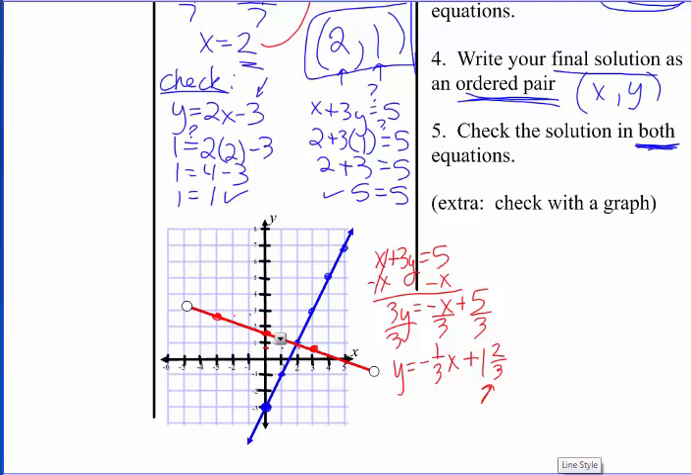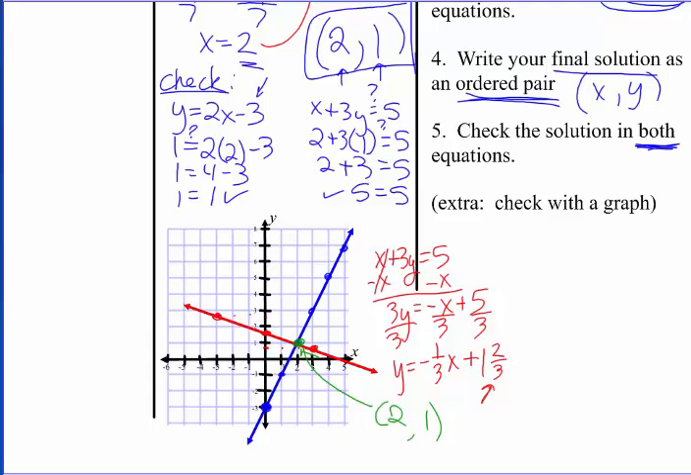If we did it correctly, it should intersect at the point that we are expecting it to intersect at, right here. So that point is the point (2, 1), which is what we got before. So that's how what we did in our previous lesson ties into what we're doing in this lesson. Okay, so the graphing should give you the same answer as the substitution.